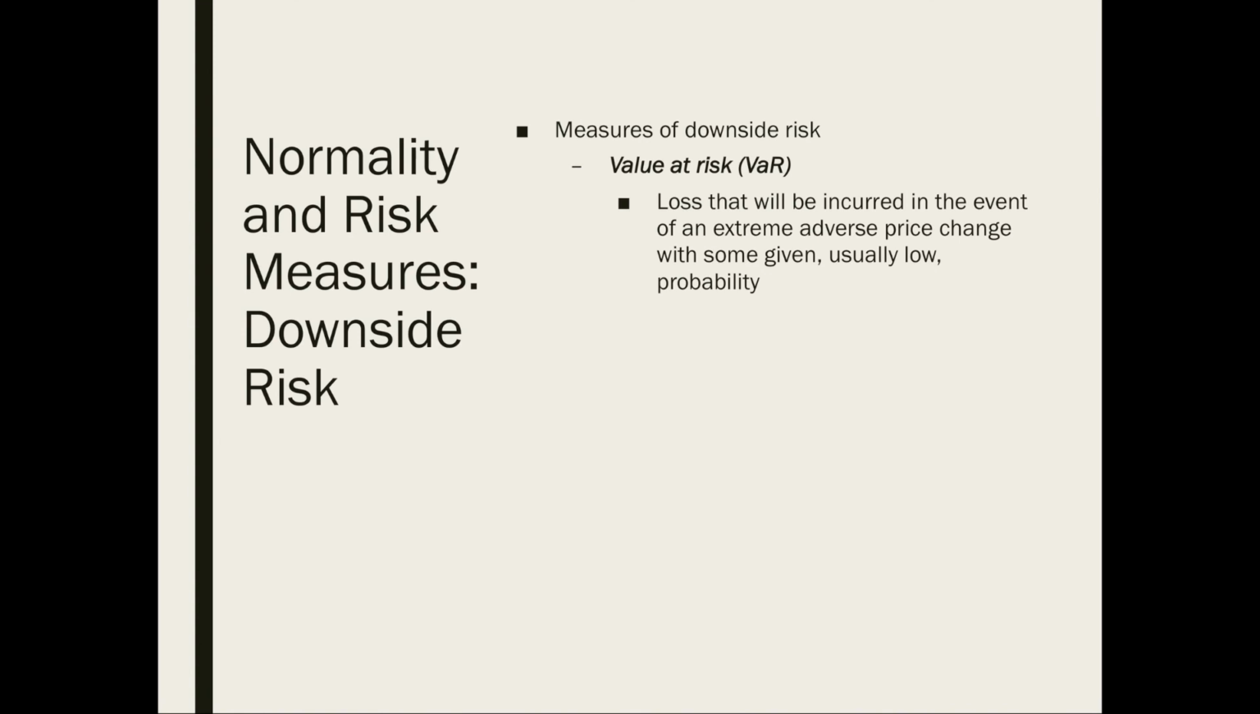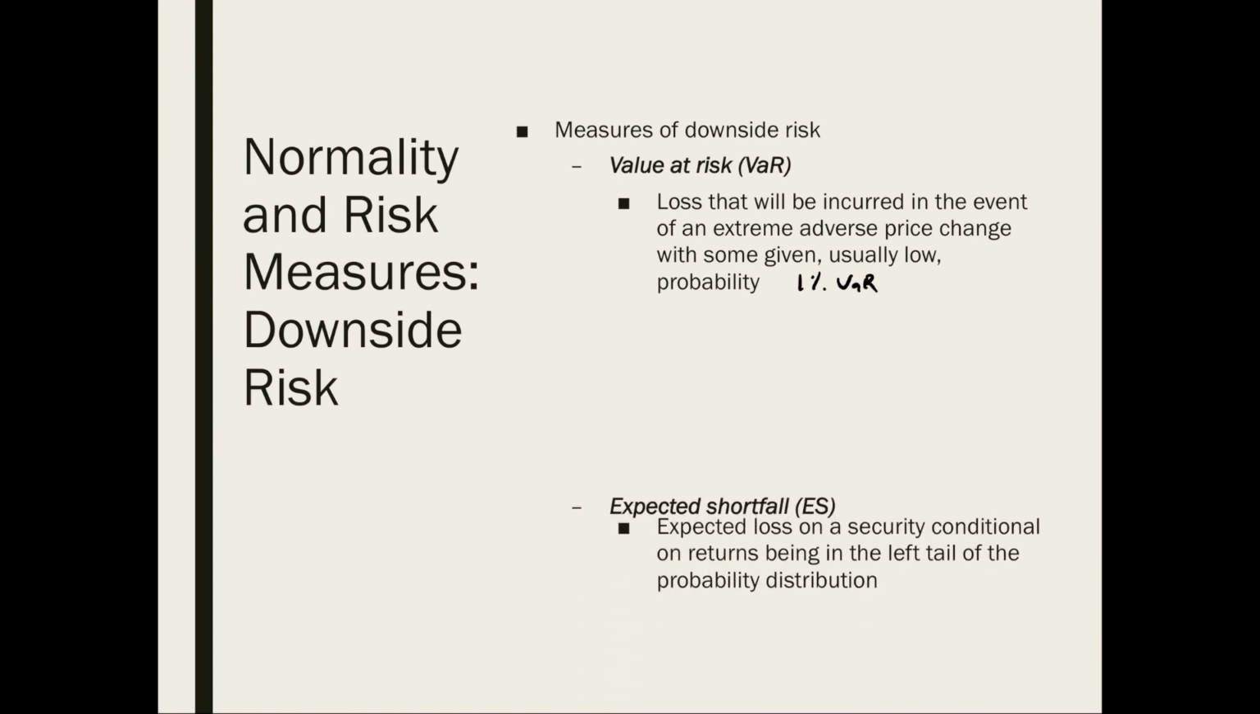So looking at these, there are three main measures of downside risk, so measuring these extreme losses. First is calculating what is called value at risk. This is the loss that will be incurred in the event of an extreme adverse price change with some given, usually low, probability. So often they'll set a 1% value at risk. What that 1% value at risk means is that 99% of the returns will exceed the value at risk, and then 1% will be worse. So it separates the 1% worst case scenarios from the rest of the distribution.